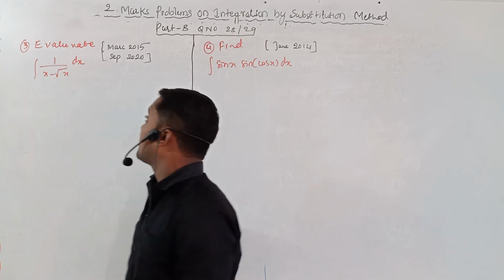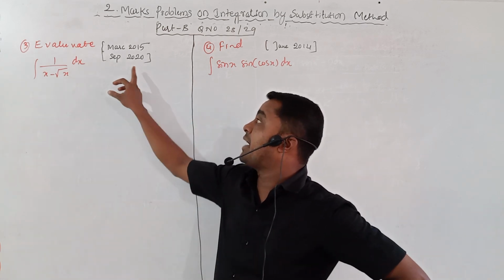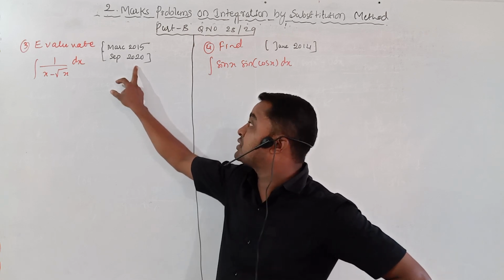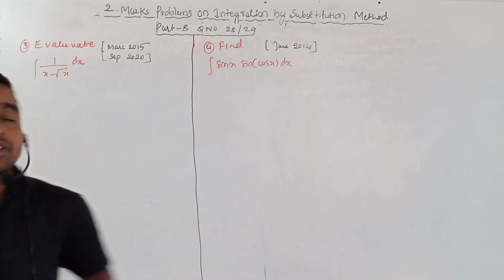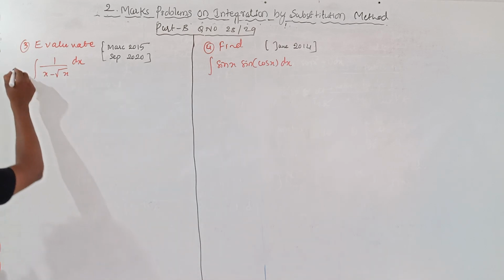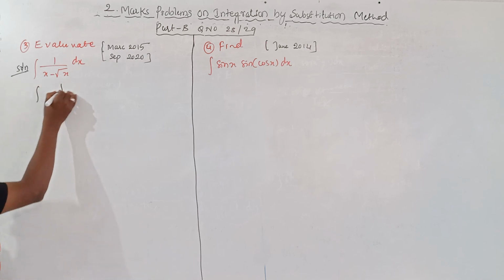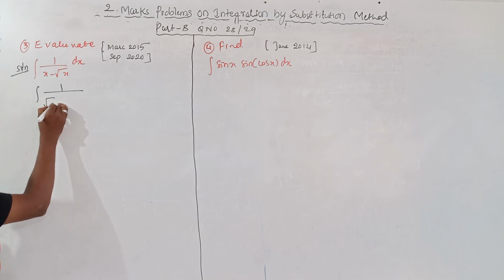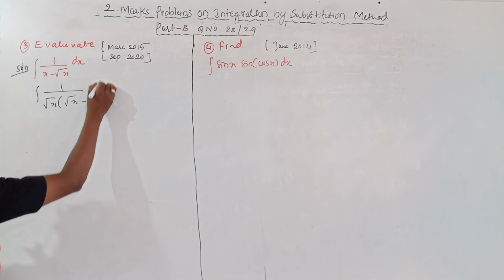So let us go to the next problem. Evaluate integration of 1 by x minus root x dx. This question was asked in March 2015 and September 2020. It is a very important problem. So see here, first we have to write the given step as it is, solution. After writing this, integration of 1 by root x into root x minus 1 dx.